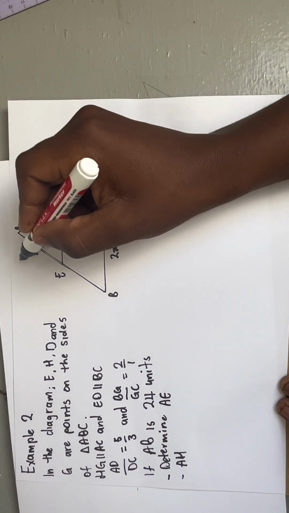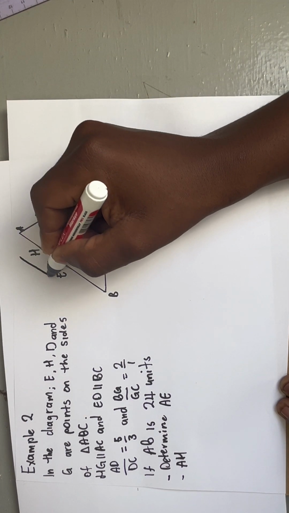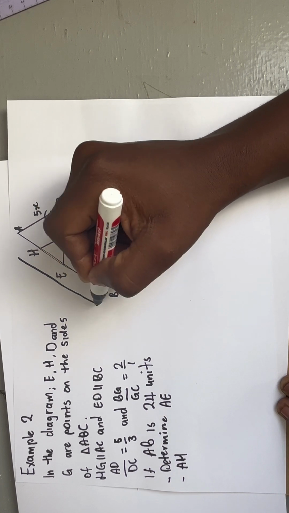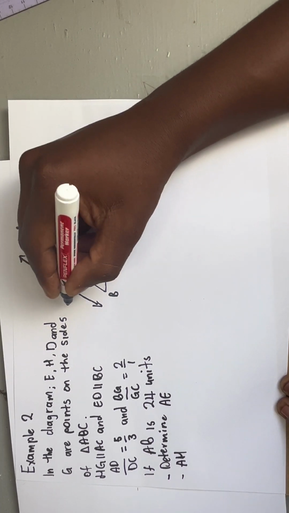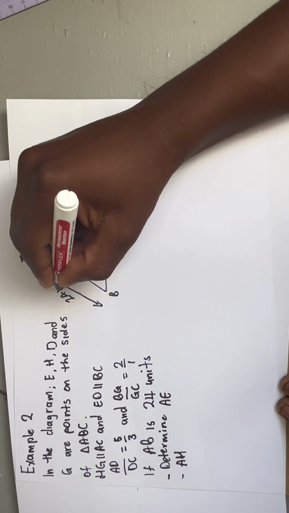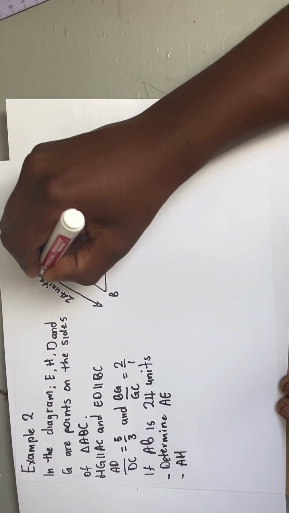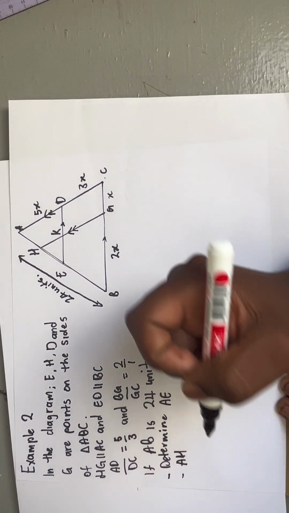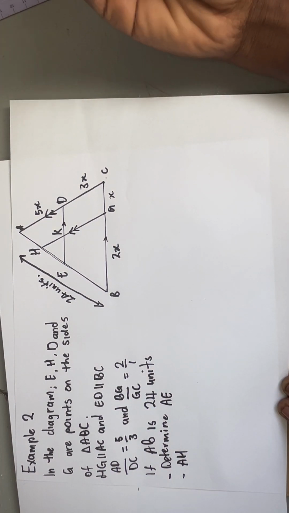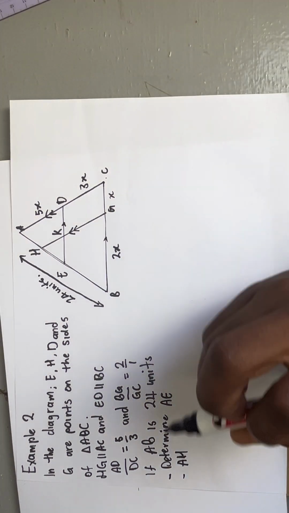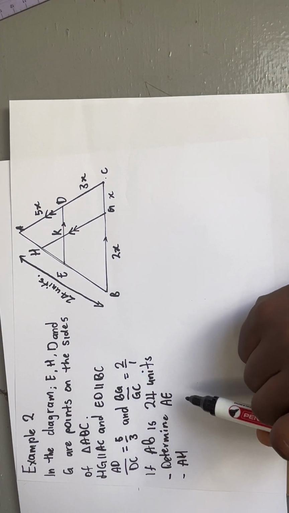Now, after that, they say this long given side here, your AP, is given by 24 units. So I go back to my diagram and substitute that 24 units so that I can have an understanding of what I need to do. So the first question, they say determine your AE.